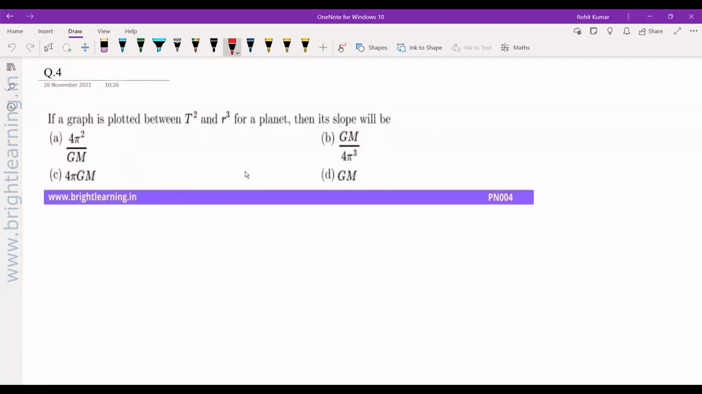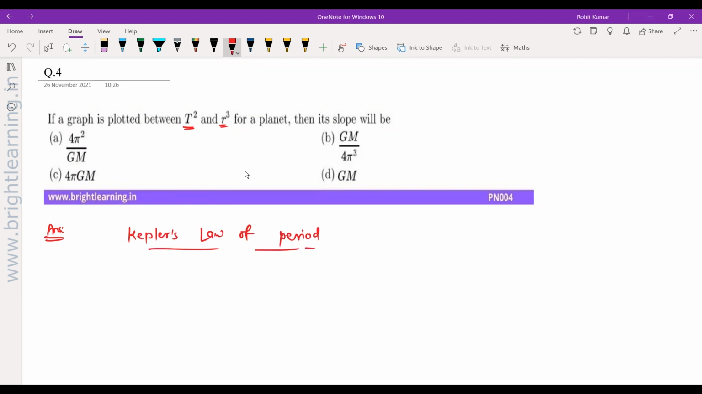This is the question from the chapter of gravitation. What this question states is we need to find the graph between T square and R cube for a planet. So this can be solved using Kepler's law of period.